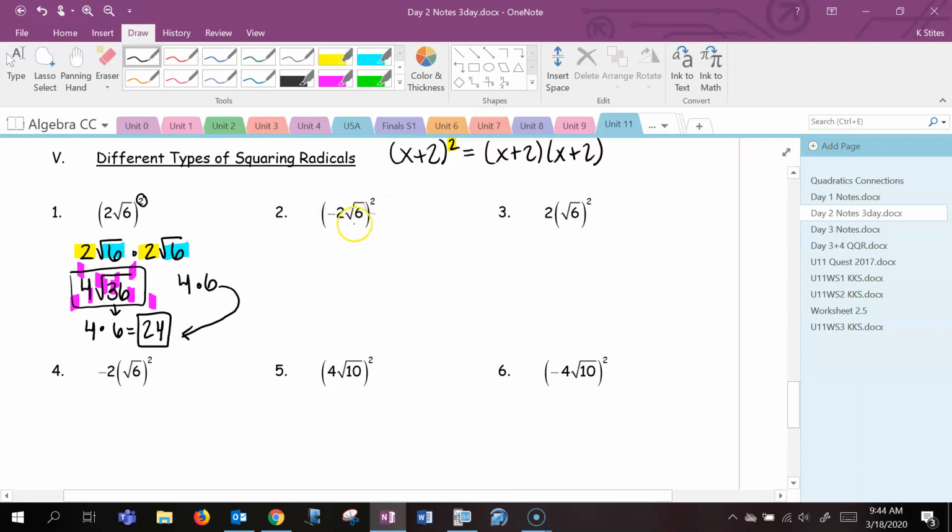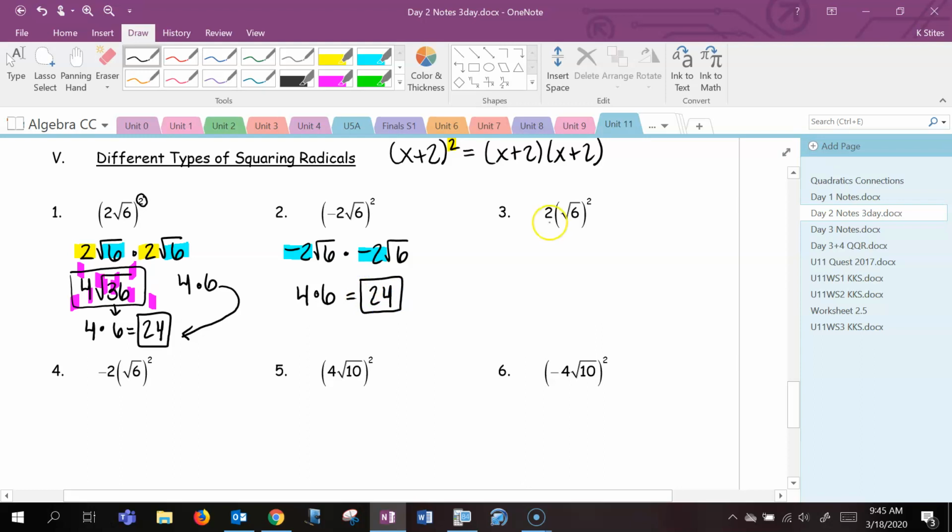Okay, so let's try it again. The squared is around everything, so I'm going to write the whole thing twice. -2 times -2 is +4. Root 6 times root 6 is root 36, or just 6. So this is a 24 as well.